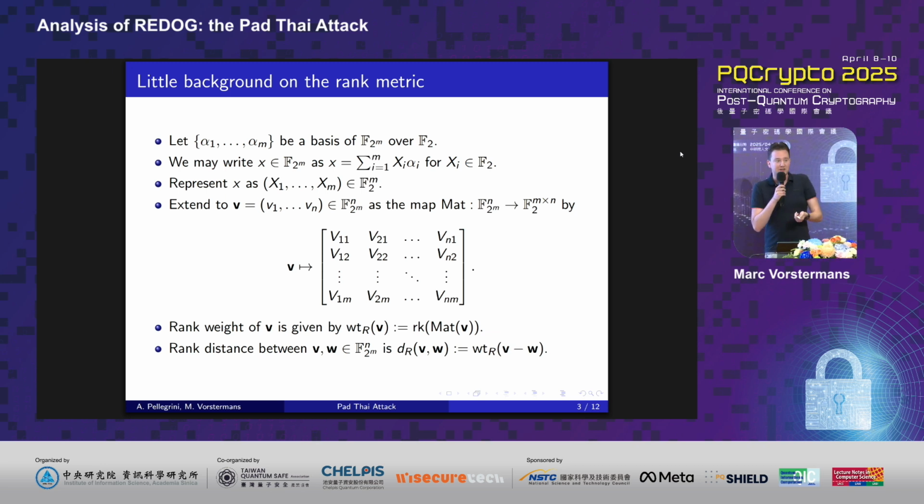Now we have enough information to define the rank weight. The rank weight of a vector v is given by the rank of the matrix induced by v. Additionally, we define the rank distance between two vectors v and w to be the rank weight of the difference between these two vectors.